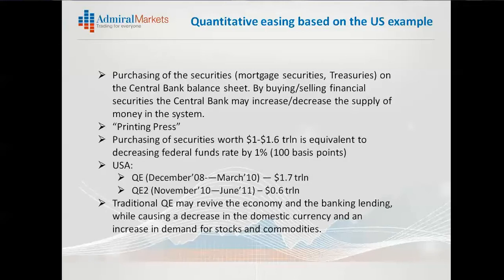When they buy any security in the market, they release the money. It's like a printing press, I would say. So there was a purchase of securities. In September 2008, there was a tipping point of recession. So $1.7 trillion was added. The Fed started printing money and infusing it into the economy.